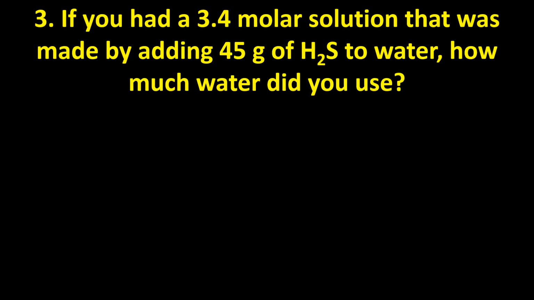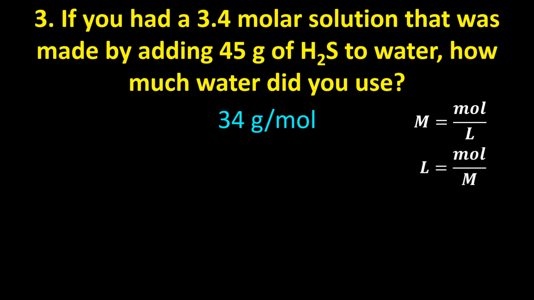Question number 3 says, if you had a 3.4 molar solution that was made by adding 45 grams of H2S to water, how much water did you use? So again, the H2S has a molar mass of 34 grams per mole. We're going to use the fact that molarity equals moles over liters, but we need to find out how much water we used. So we actually have to rearrange this and solve for liters. So liters is going to be moles divided by molarity.